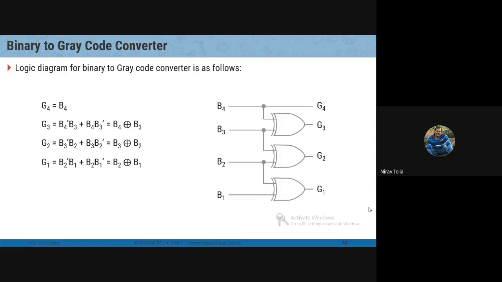So this is the circuit which we derive by using a K-map. We derive the reduced function by using a K-map, so we have an SOP form, and that SOP form we implement by using a logic diagram. So this is the case.